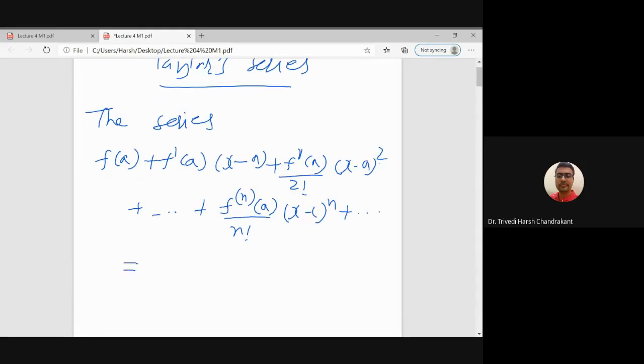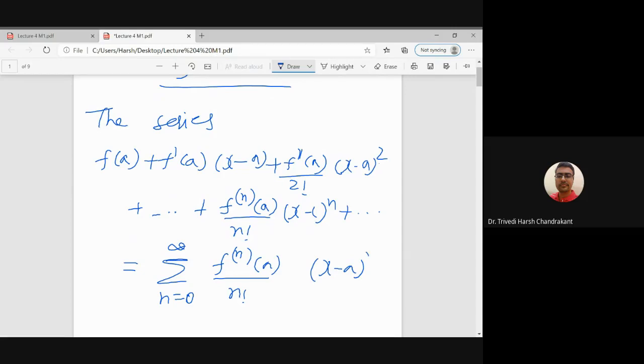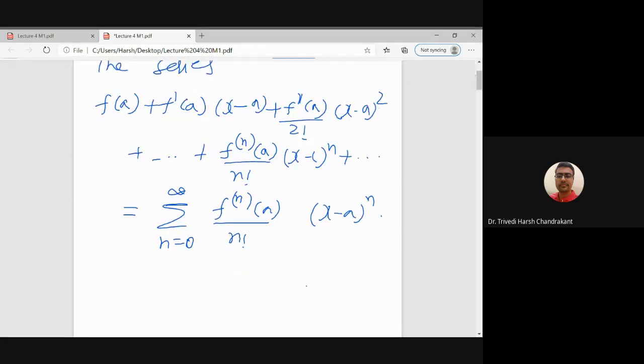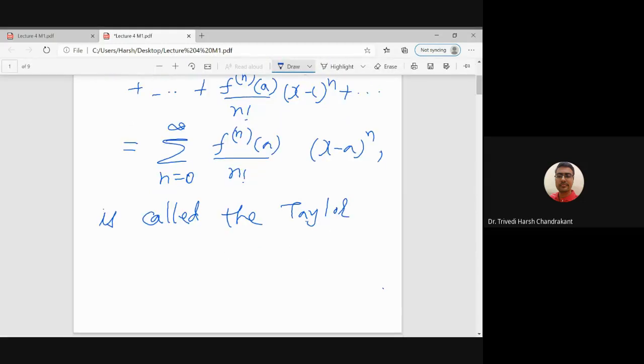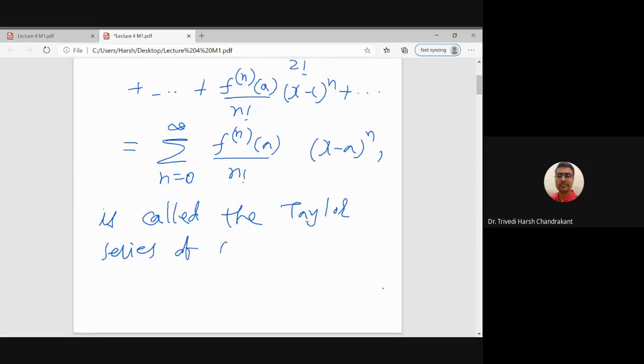So this in the summation form we can write as summation n equal to 0 to infinity, f^(n)(a) by n factorial, (x minus a) power n. So here f^(n)(a) is the nth derivative, and f^(0)(a) is basically f of a, so no derivative of the given function. So this series is called the Taylor series of f around the point a.